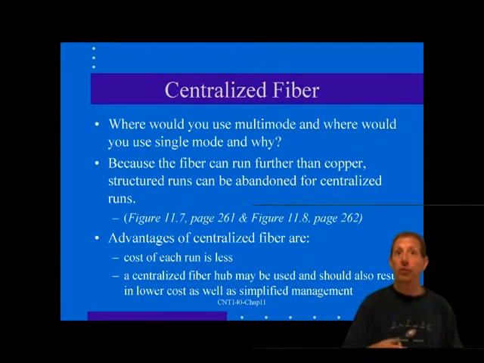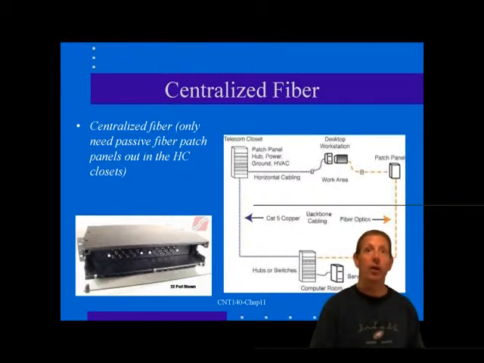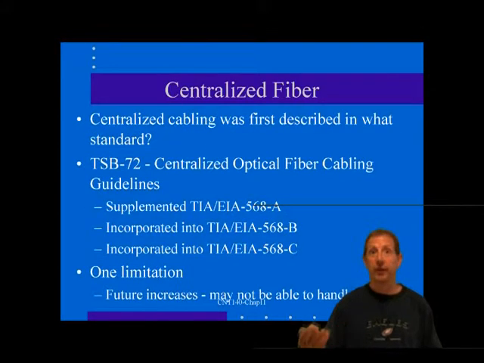Centralized cabling was first described in the TSB-72, the Centralized Optical Fiber Cabling Guidelines. This telecommunications bulletin supplemented the 568A to add design parameters for the use of centralized fiber runs. The B and C revisions of the standard incorporate this information. In practice, the centralized fiber cables are routed through existing TRs, even though there is no termination or equipment hub there. The reason for this practice is that the TR is frequently the location of the interfloor ports that physically connect to the MC or other point of consolidation.